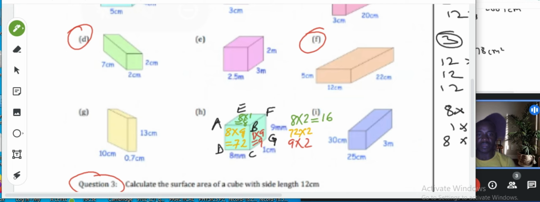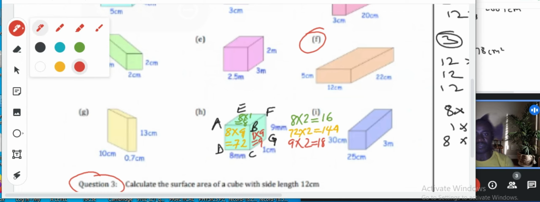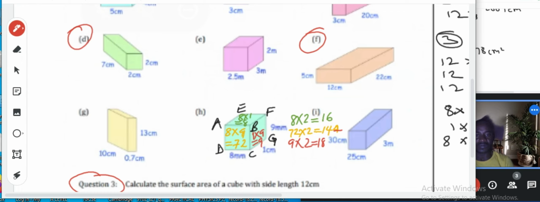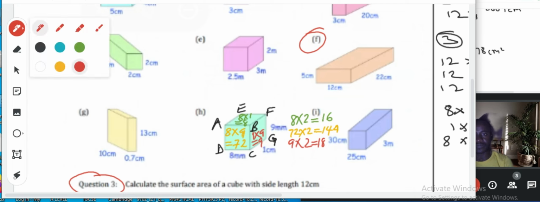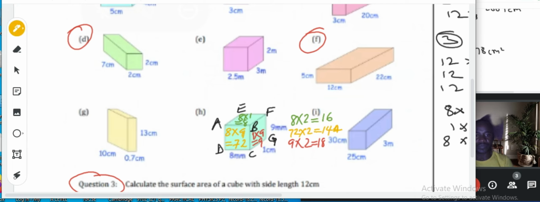I'm asking you 16. 72 times 2 is what? 144, am I right? 144. And 9 times 2 is 18. You're going to add up everything. So altogether, the total surface area is what? 178. Okay. So you added 16 plus 144 plus 18, right?